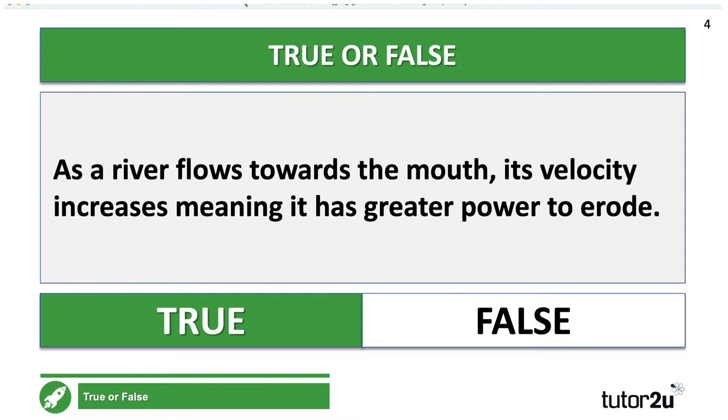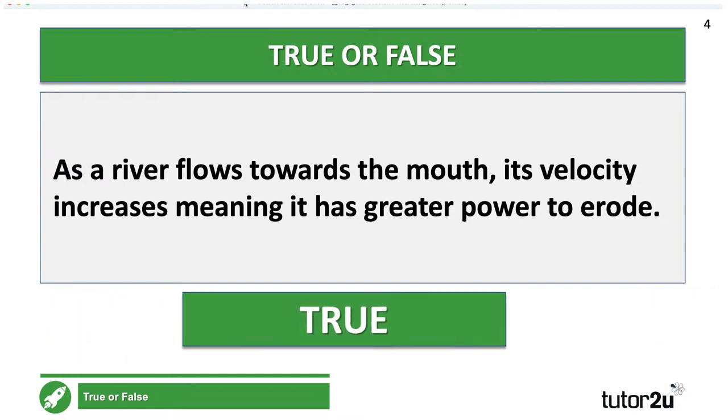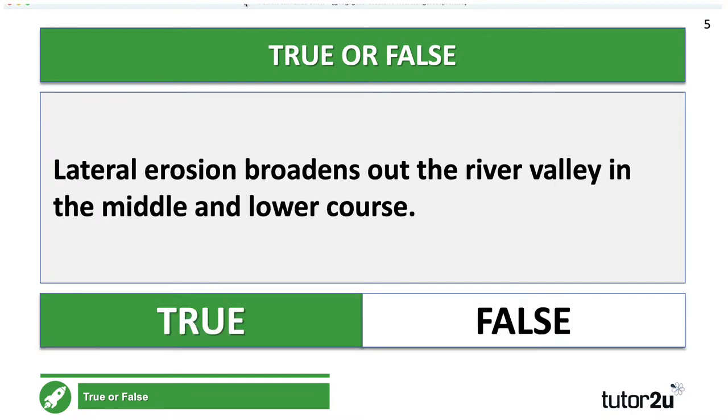Oh, you're not sure about this one, have you? Okay, let's see the answer, please, Jim. Okay, so this one is true. It has got a much higher velocity. Remember, the river channel is much smoother. It's got greater efficiency. Right, okay, next one, please.